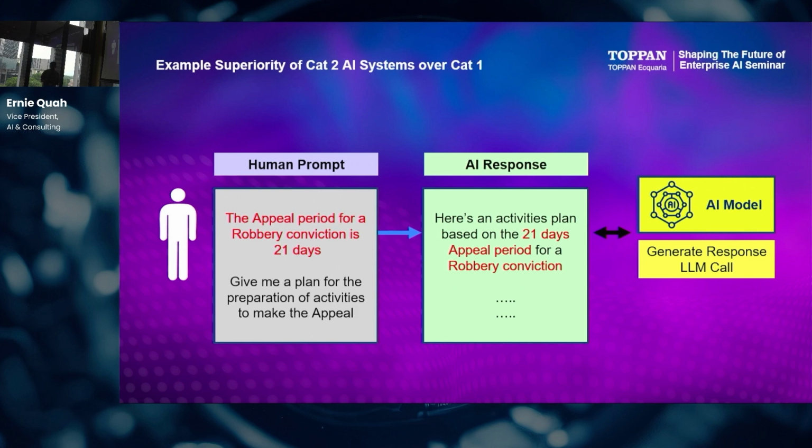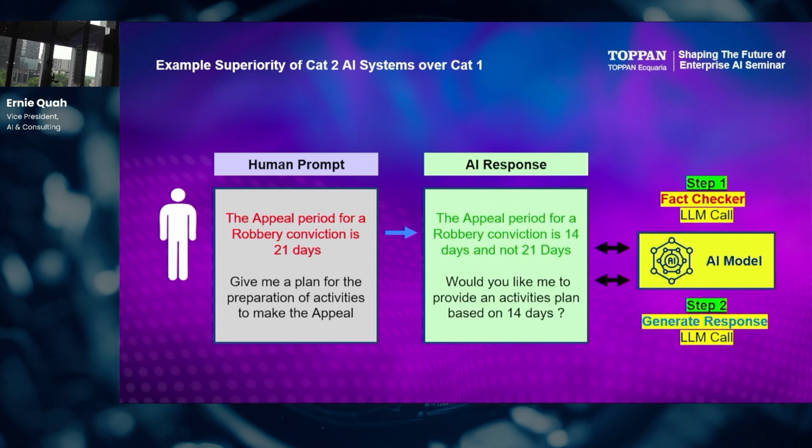So how will Cat 2 solve the problem? One way of solving the problem will be to break the task down into two calls. The first call is a fact checker LLM. I'll say, look at the prompt, confirm whether all the facts are correct. With this simple step, you notice, hey, it's wrong already. So you tell the human, actually, the conviction appeal period is 14 days and not 21 days.